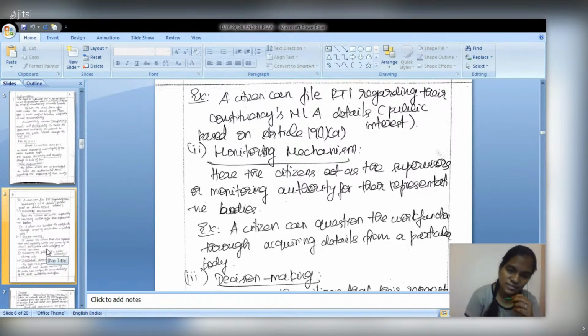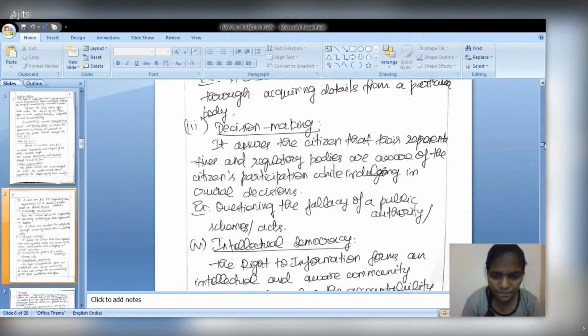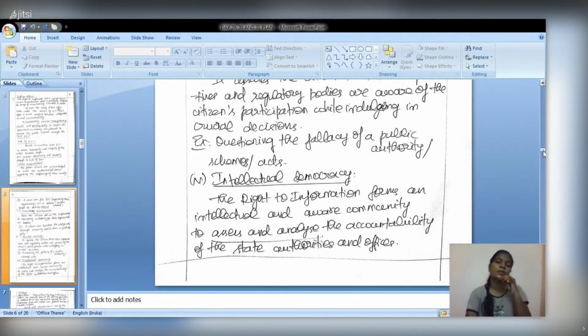First explain citizen empowerment, and give the subheadings one by one and explain them briefly with some examples too. Okay, so I have given monitoring mechanism, decision making, okay, and intellectual democracy, because the more the people get aware about their surroundings and about their government, the intellectual democracy will begin. Consequently, accountability will also get ensured in a transparent manner. Okay, so this is my opinion. Other than this, you can also add more points based on your perspective.